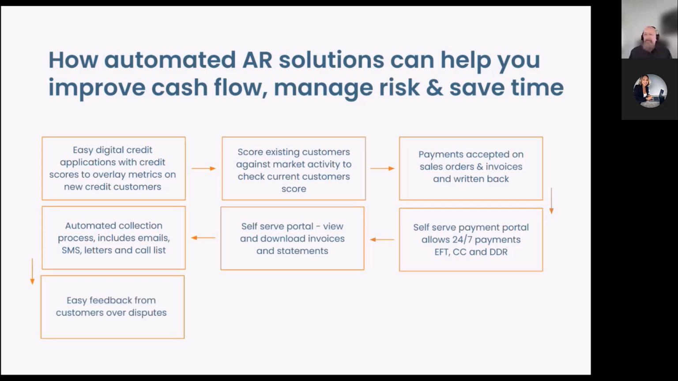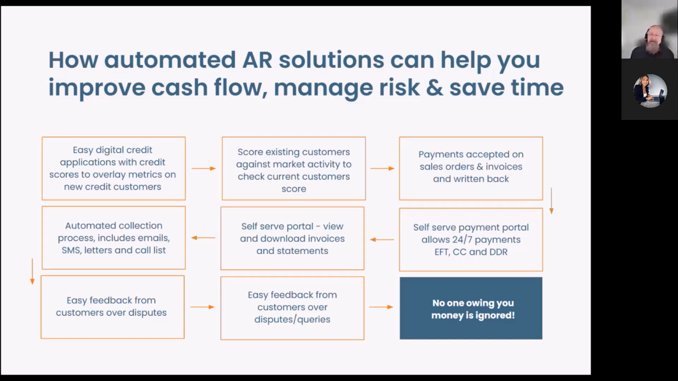You also get easy feedback from customers over disputes. They can talk to you in the portal directly, saying, well, I'm not paying this invoice because you told me it was going to be $30 a unit and you've charged me $30.75. So unless you adjust the price or fix the invoice, I'm not paying it. So it's an easy way of getting feedback from customers.